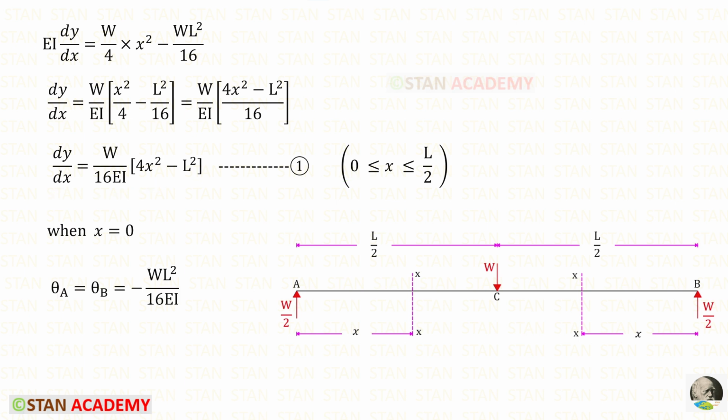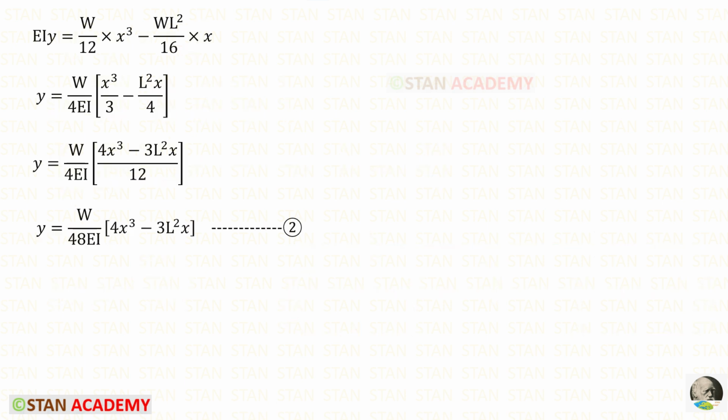To find the slope at the point A and at the point B, for x we have to apply 0 in this equation. So this term will be 0. In this way, for theta A and theta B, we will get minus WL square upon 16 EI. Now let us take the deflection equation. From these two, we can take W upon 4 EI outside. Finally, we will get this. Let us keep this as equation number 2.